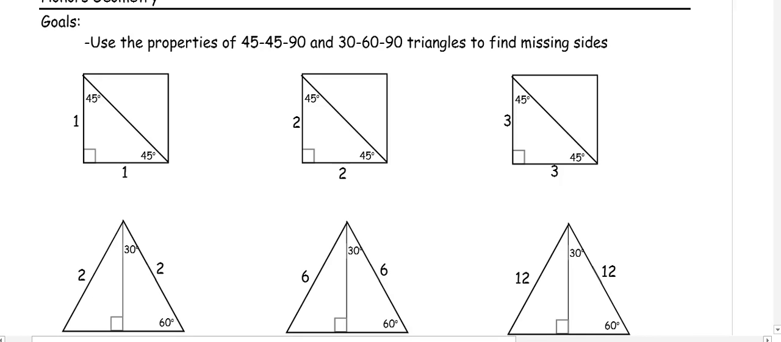This video is going to serve as a quick introduction to the properties of 45-45-90 and 30-60-90 triangles. So we're going to discover what the relationship is for each of them. The first one we're going to start with is a 45-45-90 triangle.